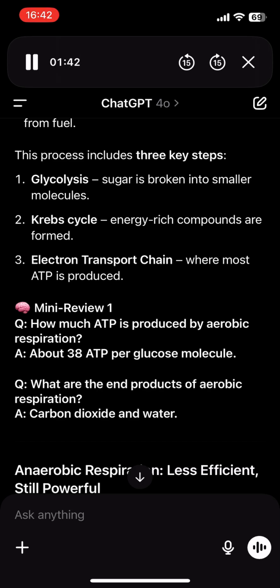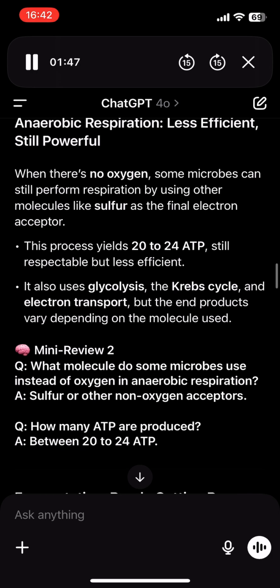Anaerobic respiration. Less efficient, still powerful. When there's no oxygen, some microbes can still perform respiration by using other molecules like sulfur as the final electron acceptor. This process yields 20 to 24 ATP, still respectable but less efficient. It also uses glycolysis, the Krebs cycle, and electron transport, but the end products vary depending on the molecule used.